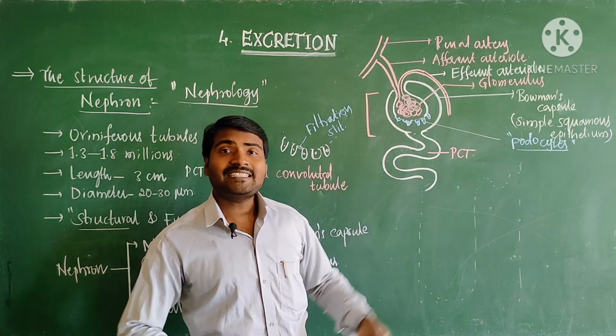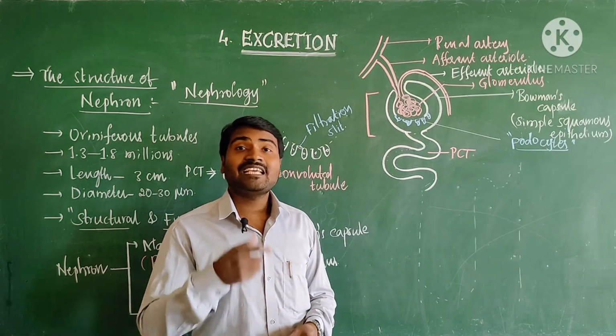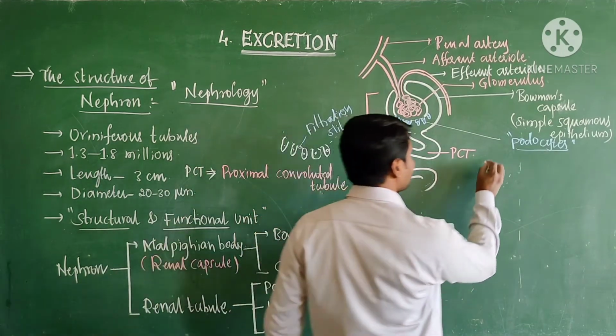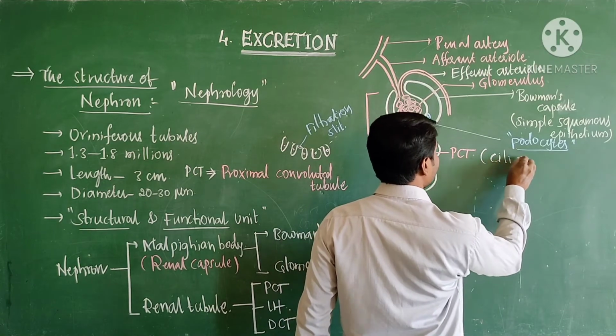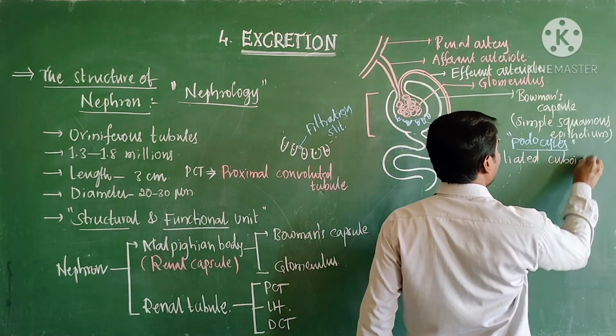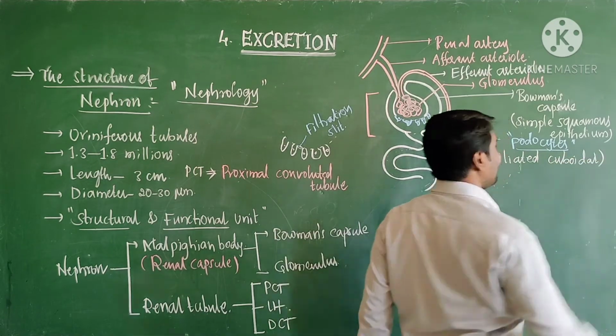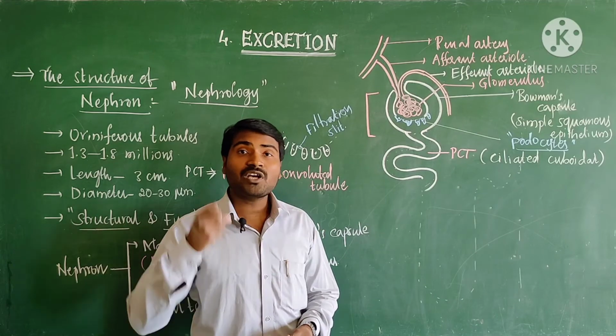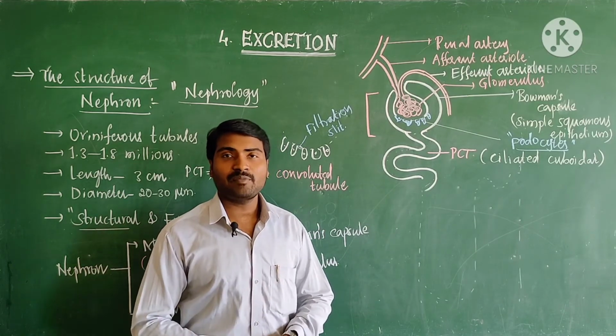So this PCT is lined by ciliated cuboidal epithelial cells. Which type of cells? Ciliated cuboidal epithelial cells, which show a brush border and help in the absorption of useful materials from the urine.